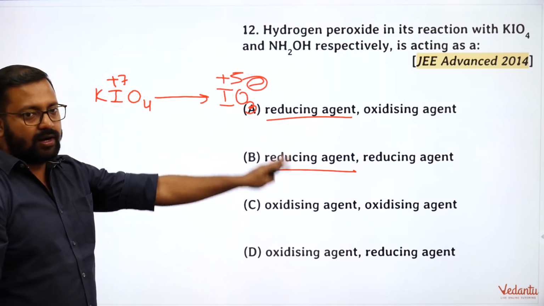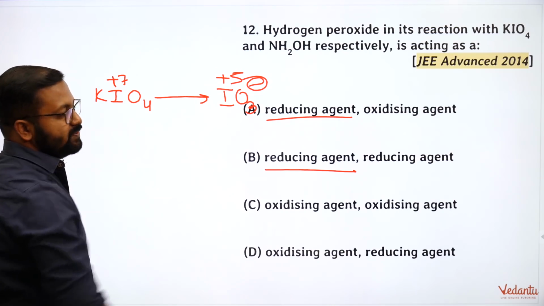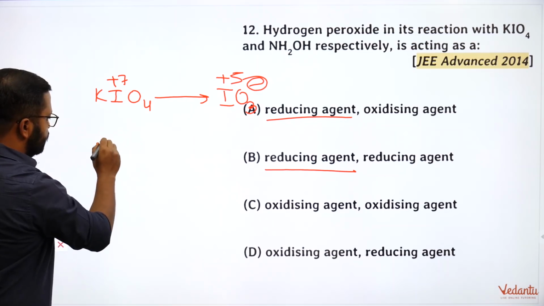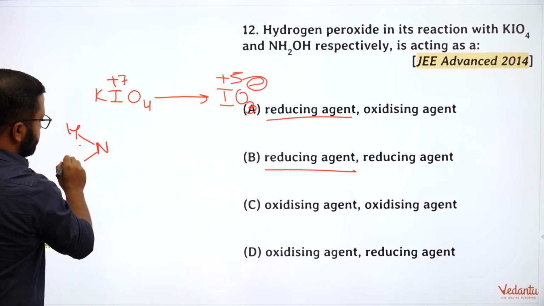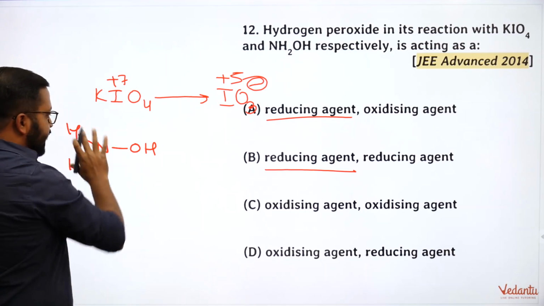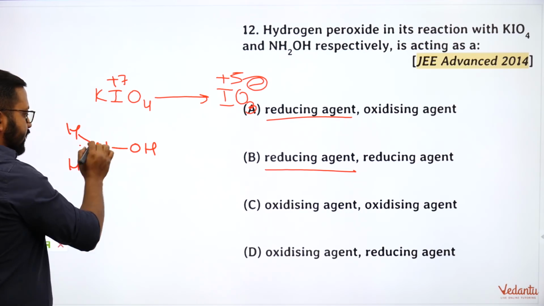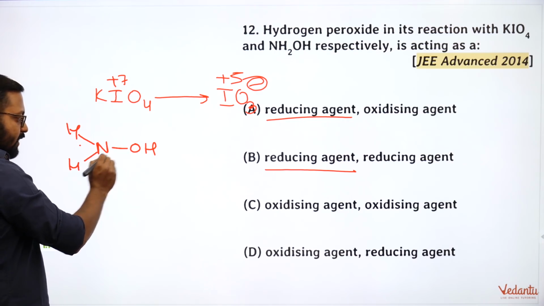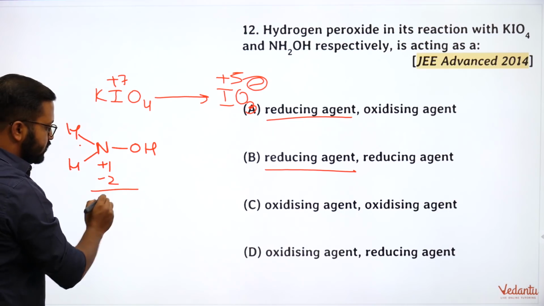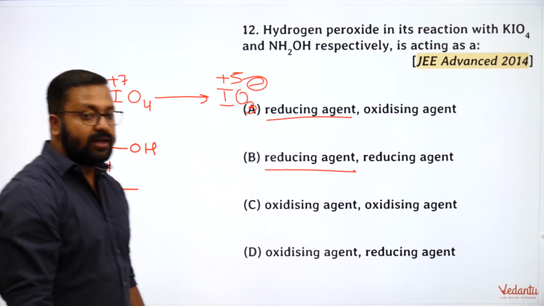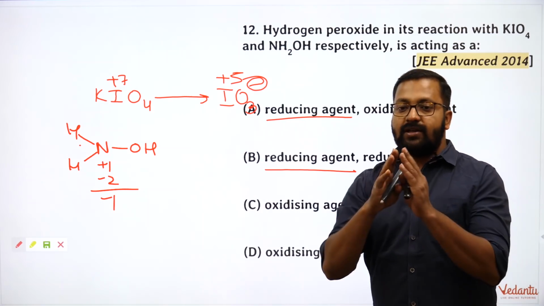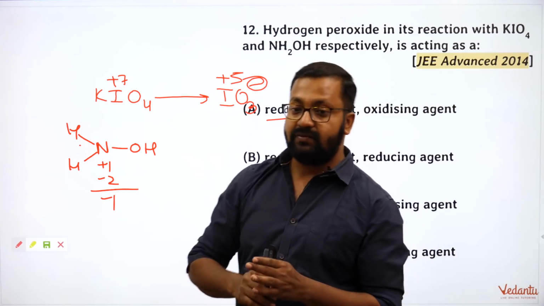So it is behaving as a reducing agent. What happens when it reacts with NH2OH? Nitrogen is in... okay, so if I take NH2OH, nitrogen by virtue of this bond will have a +1 charge, by virtue of these two bonds will have a -2 charge, so the net oxidation state is -1, and so nitrogen in -1 can undergo oxidation as well as reduction.